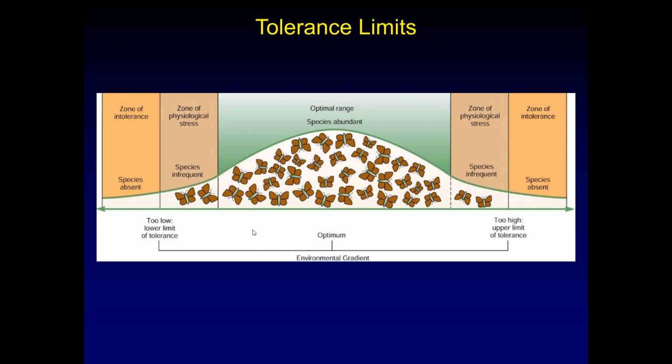Now, as you start to go to the extremes, you end up with this zone of physiological stress. All right, this is where you have fewer species, and those species that are on the outer edges of that are going to basically suffer. That's another word for physiological stress, being they're going to suffer a little bit. So you're going to see in plants, you'll see wilting.